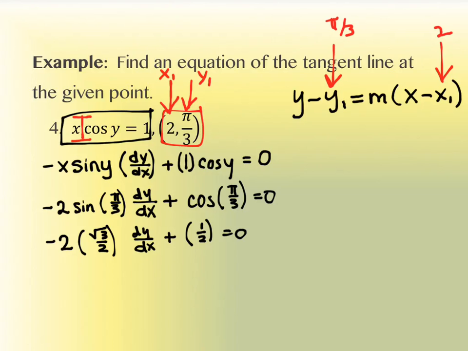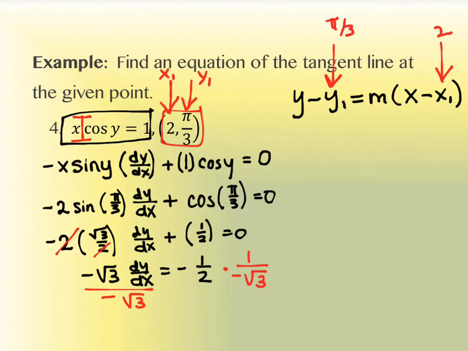X's or y's. So the first piece can simplify this 2 and this -2, right? So I actually have negative square root of 3 dy dx. And I'm going to go ahead and move the 1/2 to the other side. That's negative 1/2. Right? What do I do next? Divide by the negative square root of 3, which is the same as multiplying by 1 over the negative square root of 3, since I've got a fraction on the right. All right, well, the two negatives are going to become positive, right? So I have dy dx on the left.